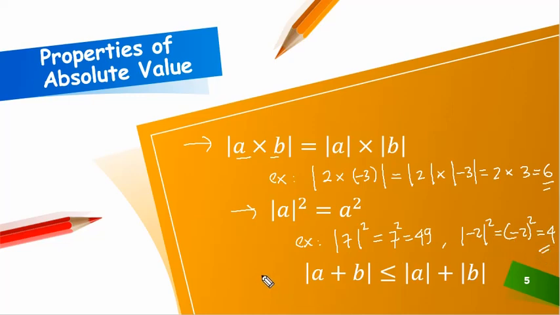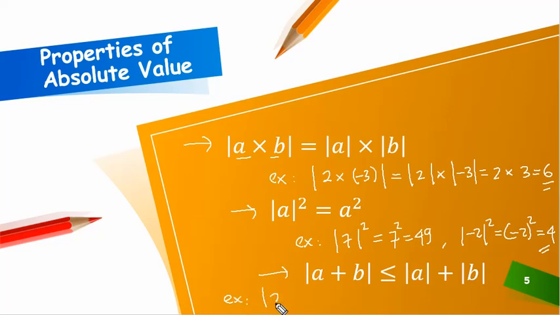And the last property is the absolute value of a plus b is always less than or equal to the absolute value of a plus the absolute value of b. So it depends on the number inside. Let me give you an example.